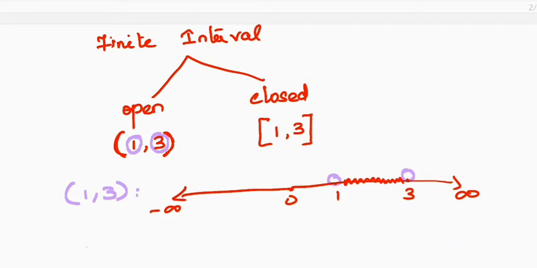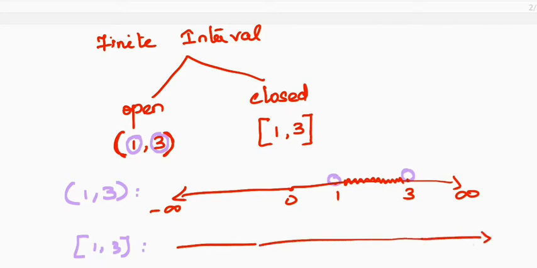So the next one is the closed interval. How to mark the closed interval? There is only one difference. What is that? Both the ends are included along with the real numbers in between. Okay, so I'll mark here 0, here 1 and 3. Here 1 is also included, and 3 is also included. Both the ends are included along with the set of all real numbers in between them. This is called the closed interval.